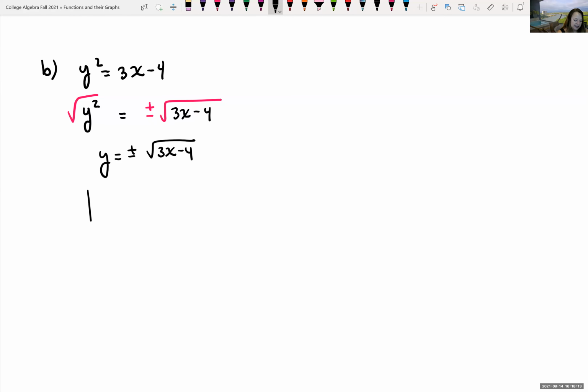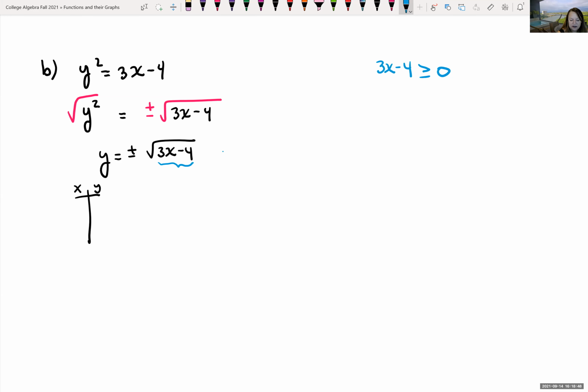So in this case, I can tell if I plot a point, if it's in my domain, I am going to get back more than one y value. Okay, well, first of all, we have to think about our domain. And so domain, we're worried about this value, 3x minus 4. This has to be greater than or equal to 0 in order for that to spit out a real number.